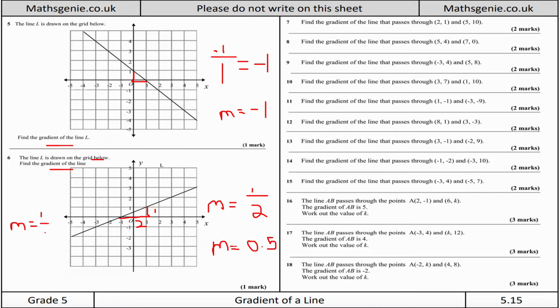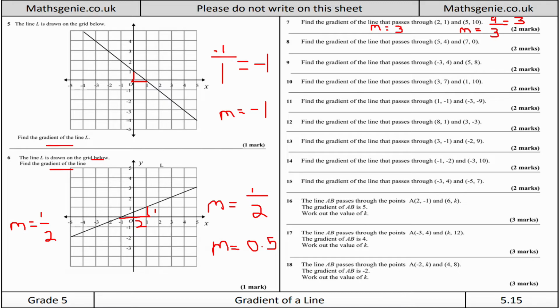This is question number 7, guys, so it's going to start ramping up a bit now. Find the gradient of the line that passes through these 2 points. So it's the change in y divided by the change in x. So m is equal to 10 take away 1, which is 9, divided by 5 take away 2, which is 3. So m equals 9 divided by 3, which is 3. So the gradient that passes through these 2 sets of points is 3.